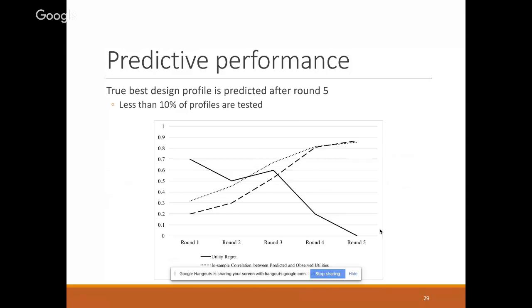And even after 5 rounds of experiment, we only tested 500 design profiles. So considering over 5,000 design profiles in total, we tested less than 10% of design profiles. The dotted line and dashed line present the in-sample correlation and out-of-sample correlation of market shares between true market share and predicted market share. Both in-sample fit and out-of-sample fit are very high after 5 rounds of experiment, even after testing only 10% of design profiles.